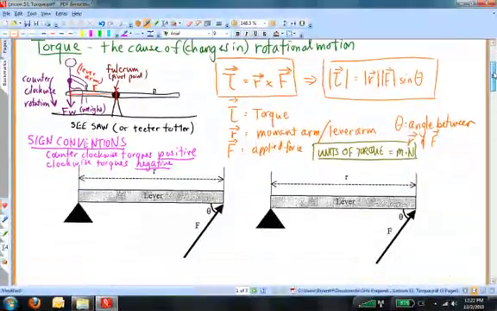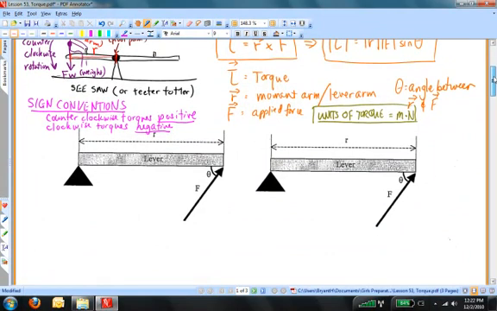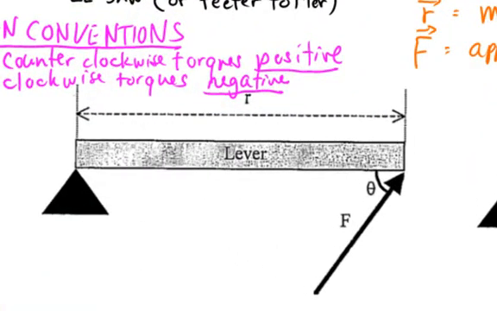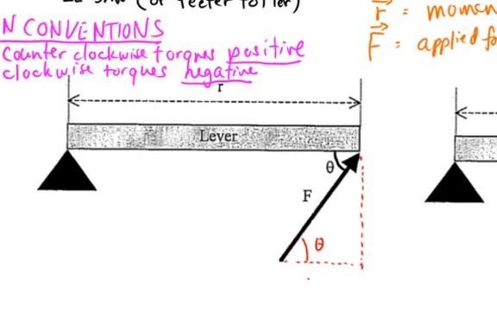Now let's take a look at this R cross F business a little bit more. What's been reproduced here is a diagram that's in your textbook that shows the lever arm and a force that's applied at some angle theta. I could choose to resolve this force into components that are parallel and perpendicular to the lever arm. So let's look first at resolving the force into components. You could look at this force triangle.